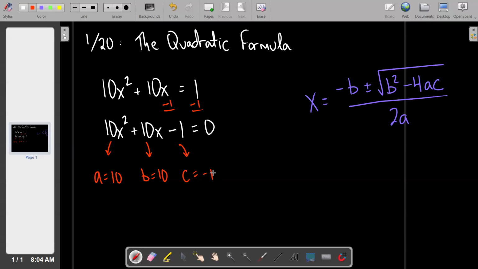At this point, everything we need to have done is done. We have our A, B, and C values laid out. We have our quadratic formula just lurking off to the side. And it's time to just plug everything in and figure out what the values of x are.